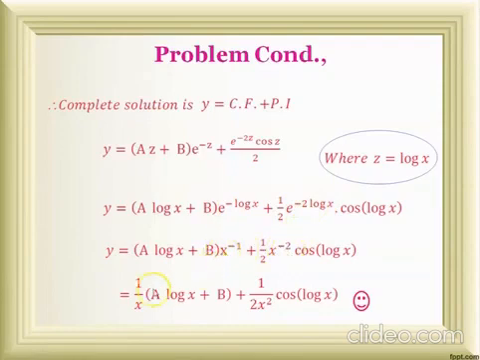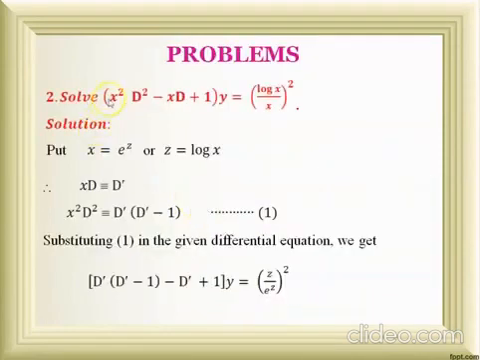X power minus 1 is 1 by x. X power minus 2 is 1 by x square. So which is our final solution. Let us move on to the next problem.